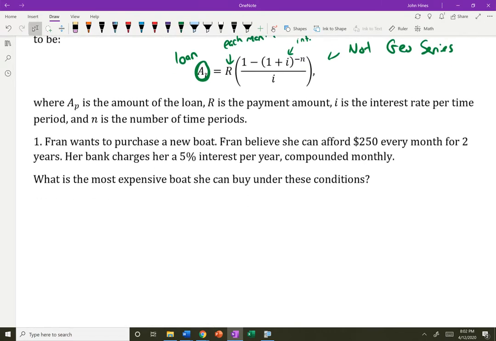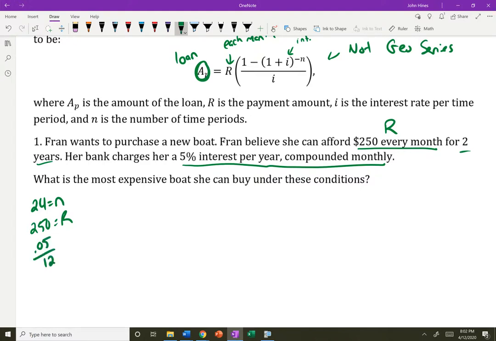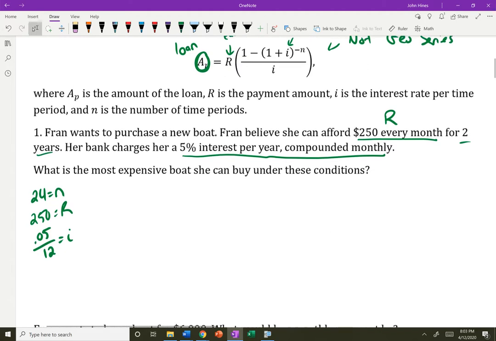Fran wants to buy a boat. Fran believes she can afford $250 a month. That's R. Capital R, not our common ratio R like we've been using, for 2 years. 2 years is 24 times. So N equals 24. 250 is R. Her bank charges her a 5% interest rate compounded monthly. Then it's not 1 plus that. I is literally just the interest rate. So what's the most expensive boat she can buy?